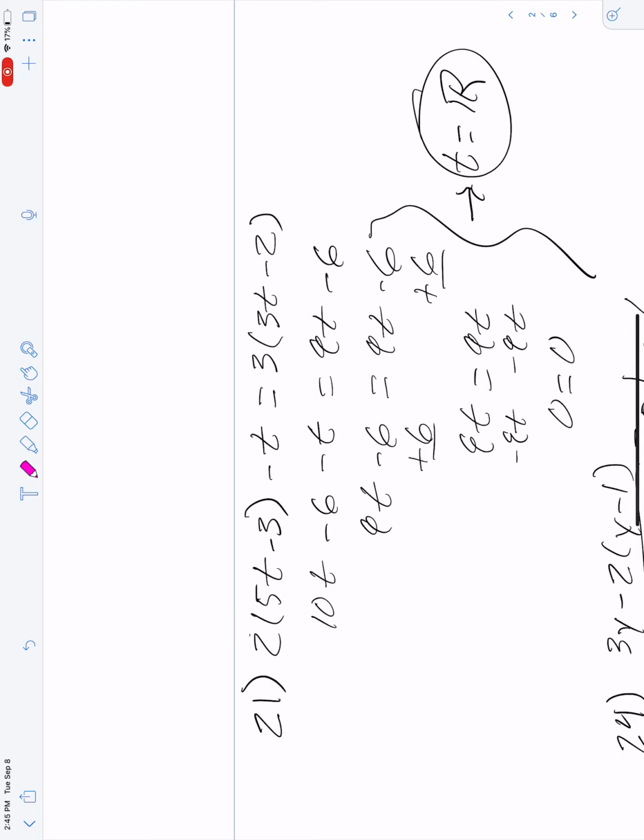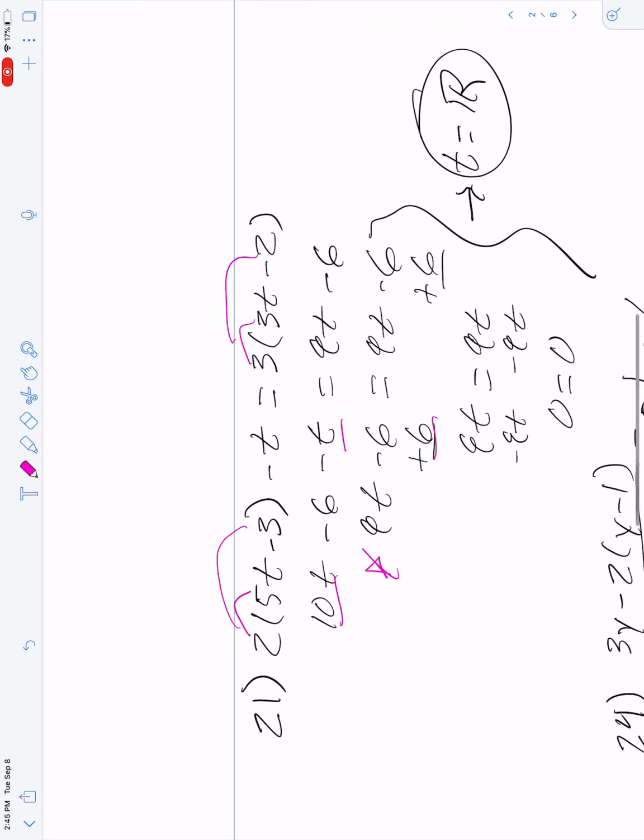21, I'll distribute my 2. I'll distribute my 3. I'll combine my 10t and my negative t. Now again, like we said in class, at this step, some people might already be recognizing this is all real numbers. If you don't, it's not a big deal.